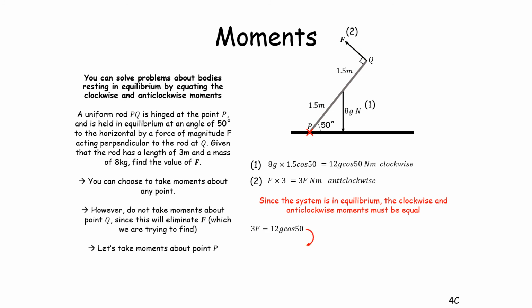And since this is in equilibrium, we could do the equation. So we say 3F equal to 12g cos 50. And if we simply just work that out, it gives us F of 25.2 Newton.